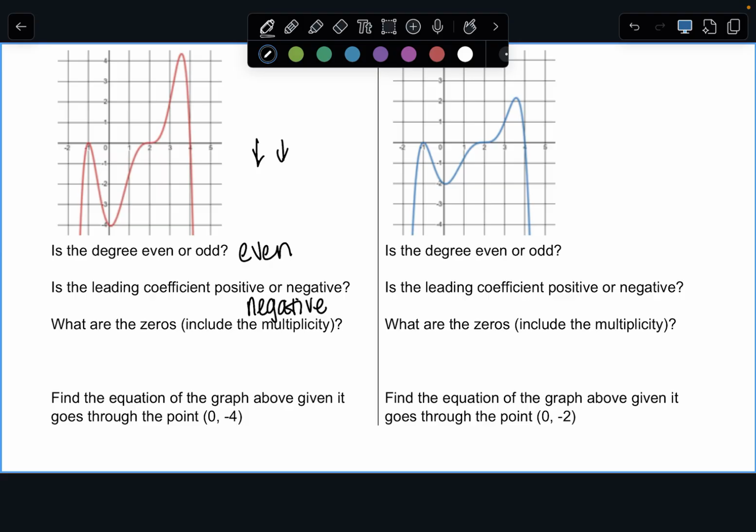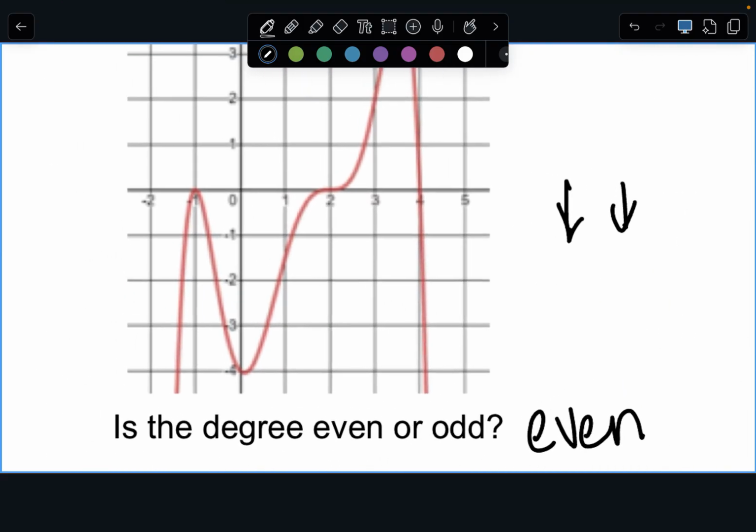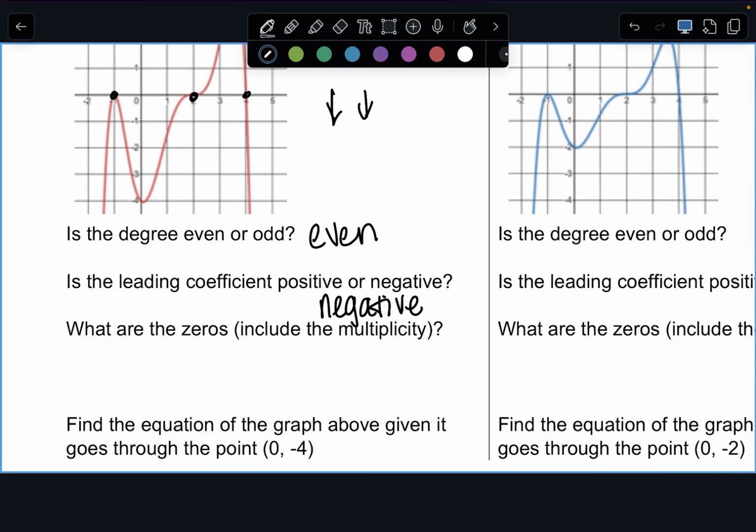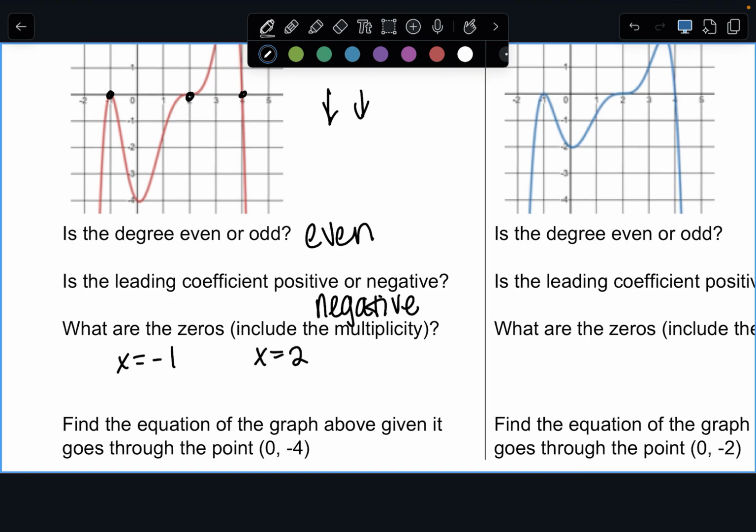The next part says, what are the zeros? So if we zoom in on our graph here, I'm looking at where my graph crosses the x-axis. So what's one of those values? -1, okay. What's another one? 2 and 4. Okay. So those are my three zeros. We have x equals -1, x equals 2, and x equals 4.